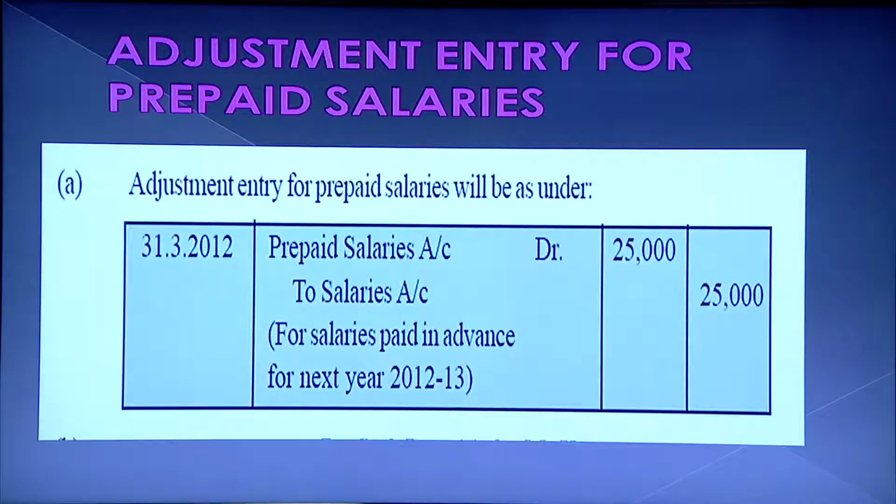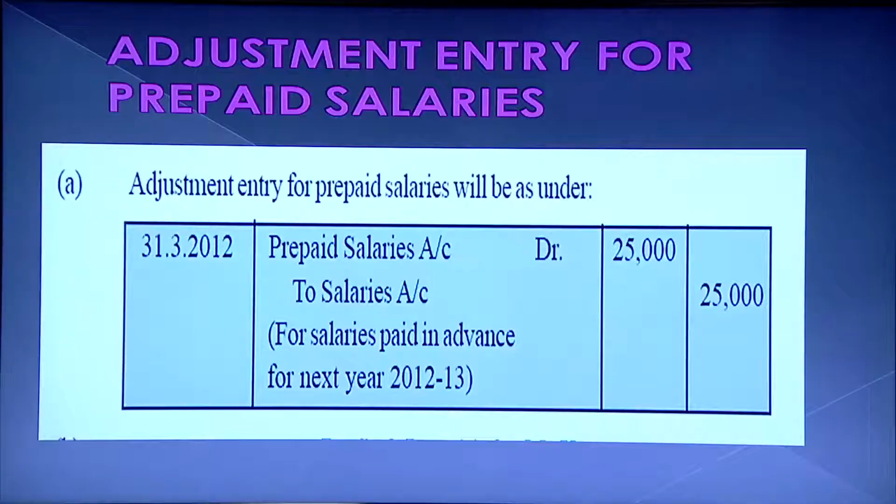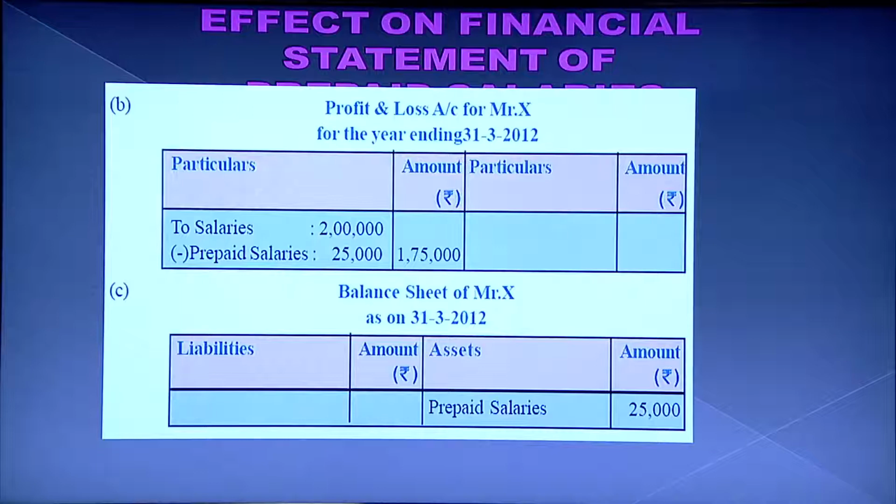First we will tell you about the adjustment entry for prepaid expenses. The entry will be prepaid salaries account debit to salaries account. Why has this entry been made? Because salaries should be deducted, because this is not related to this year, and prepaid salaries account is debited, which means an asset is created.